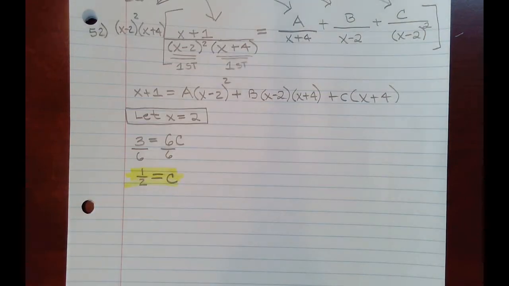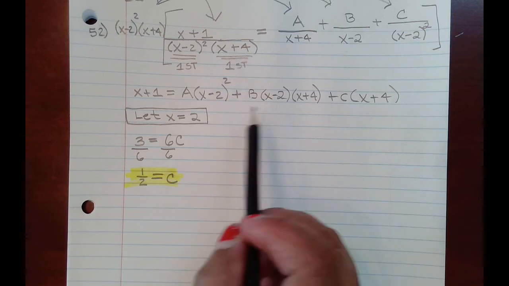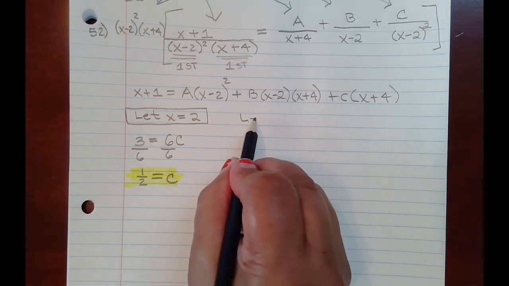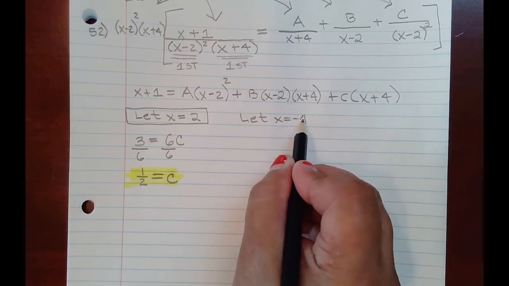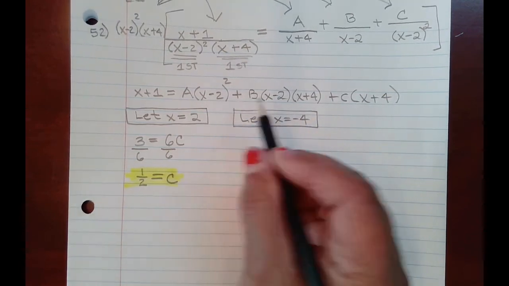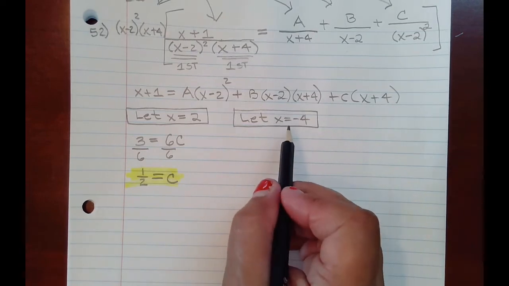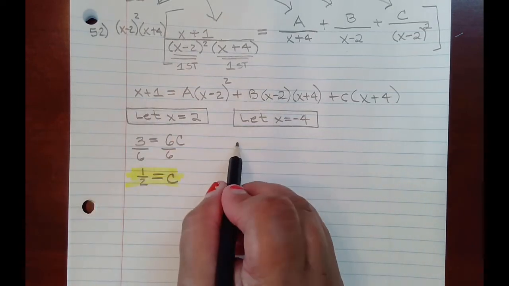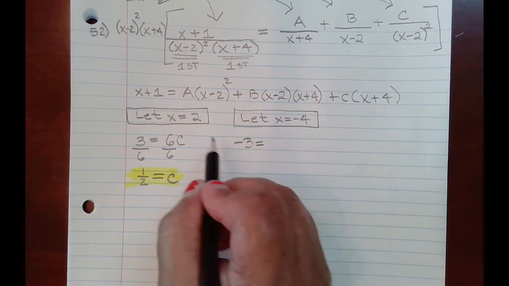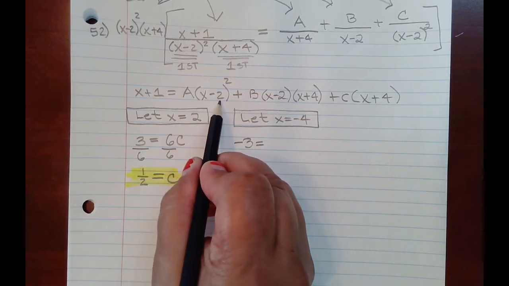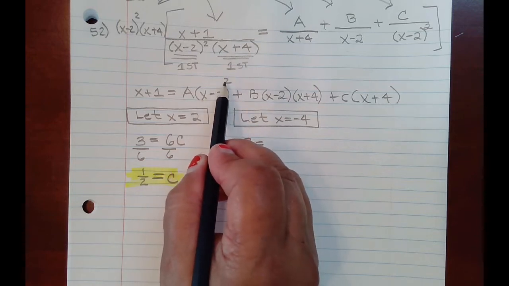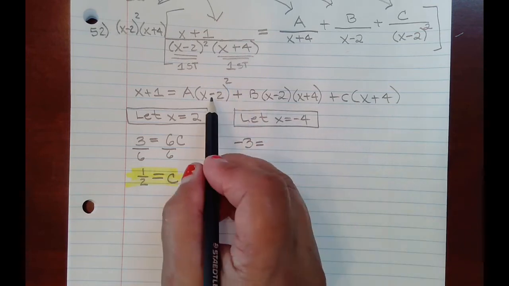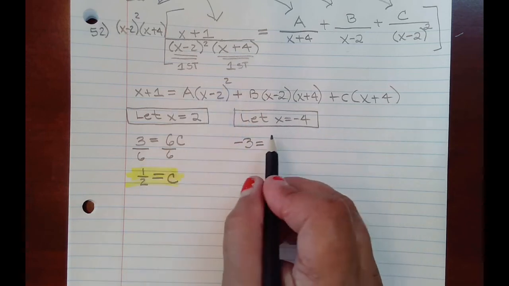Okay, moving on to the next value. That would zero out a factor, and that would be, as I mentioned earlier, x equal to negative 4. When you put negative 4 in here, it's negative 4 plus 1, negative 3. Negative 4 minus 2 is negative 6. Negative 6 squared, anything squared is positive, so it's just the same thing as squaring 6. So negative 6 squared is 36, 36 times A.